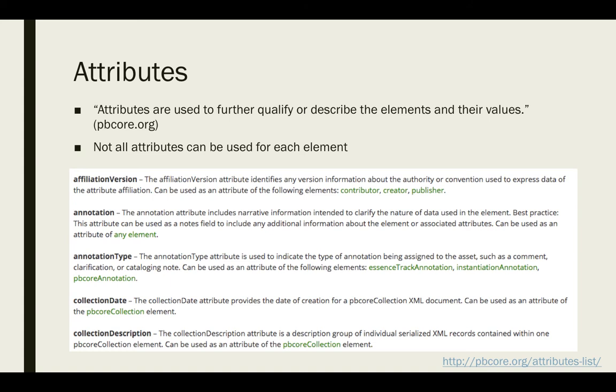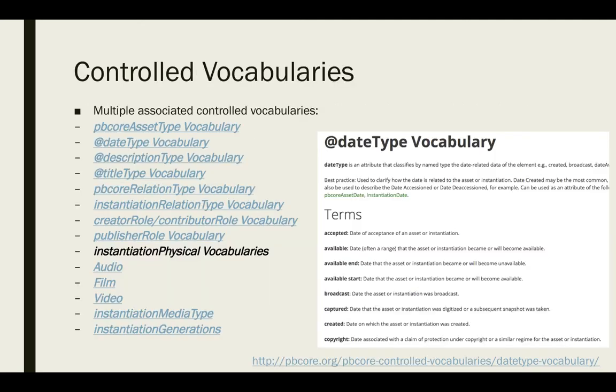Attributes are used to further qualify or describe the elements and their values, and not all attributes can be used for each element. So again, here's a screenshot from the website. It gives a list of all attributes and then tells a brief description about them, as well as which elements they may be associated with. So you can see here the affiliation version may be associated with contributor, creator, and publisher, but collection date has to be associated with PBCore collection.